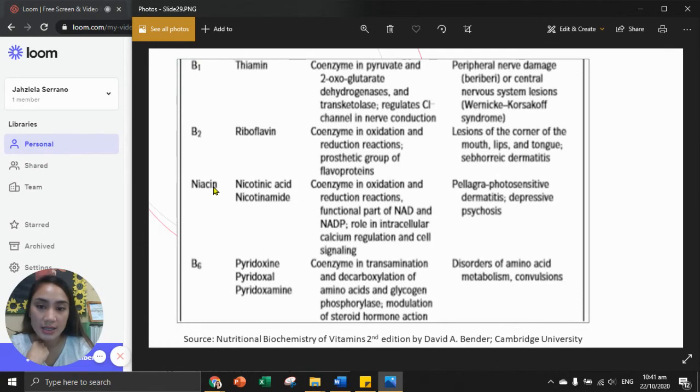So, next is niacin. Ang forms niya are nicotinic acid and nicotinamide. So, another coenzyme. And this one is very important sa biochemistry if you have encountered NAD and NADP. So, important siya sa metabolism, no, ng carbohydrate and also protein, etc. So, next is vitamin B6, pyridoxine, pyridoxal, pyridoxamine. So, ito naman sa transamination. So, ito ay sa protein, also sa amino acids, etc.